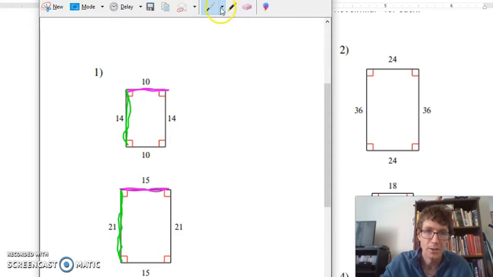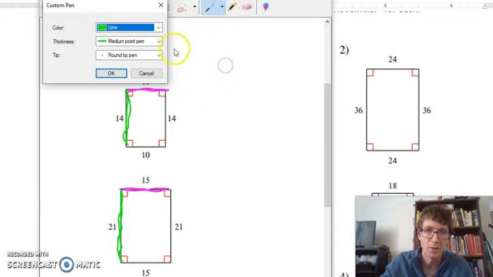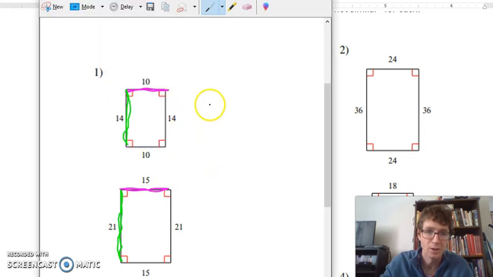So let's just figure out, I'm going to switch colors here so that you guys can read better. It doesn't matter whether you do 14 over 21 or 21 over 14. I'm just going to do 14 over 21. So that ratio, if these are similar, has to be equal to the ratio of 10 over 15. These two fractions must be equal for these two rectangles to be similar.